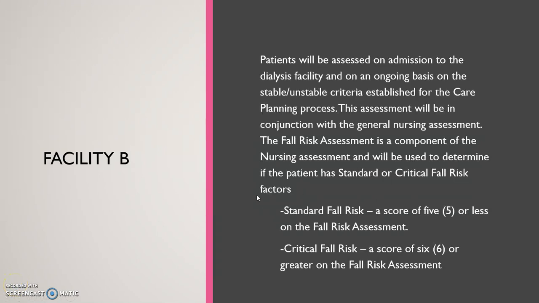Facility B. Patients will be assessed on admission to the dialysis facility and on an ongoing basis on the stable/unstable criteria established for the care planning process. This assessment will be in conjunction with the general nursing assessment. The fall risk assessment is a component of the nursing assessment and will be used to determine if the patient has standard or critical fall risk factors. Standard fall risk: a score of 5 or less on the fall risk assessment. Critical fall risk: a score of 6 or greater.